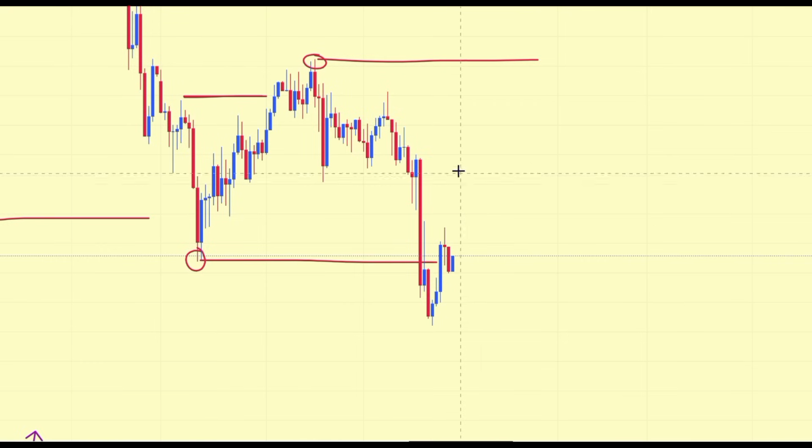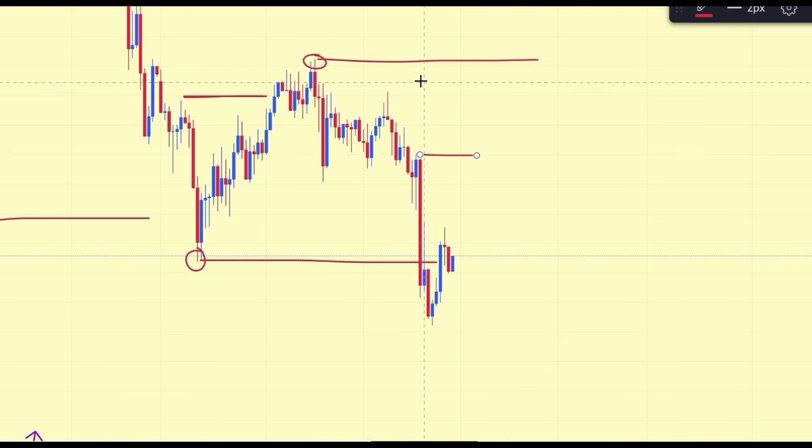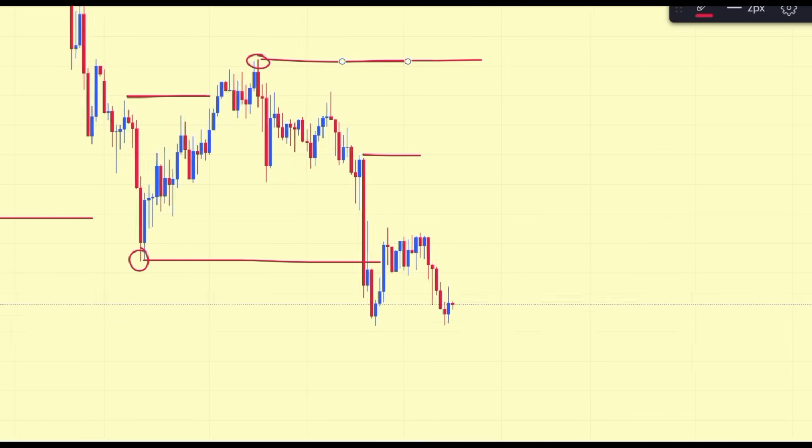So where is the inducement? Right here, this is the minor inducement, and like I said, this one here will now be the trading range high as well as the major inducement, because price has not created any inducement after that. All right, so let me continue running price and see what price does.